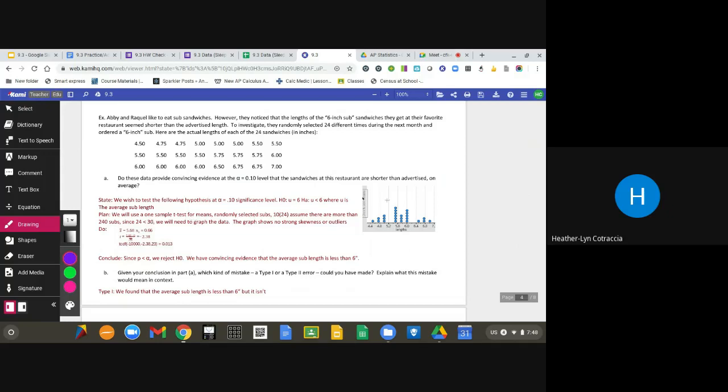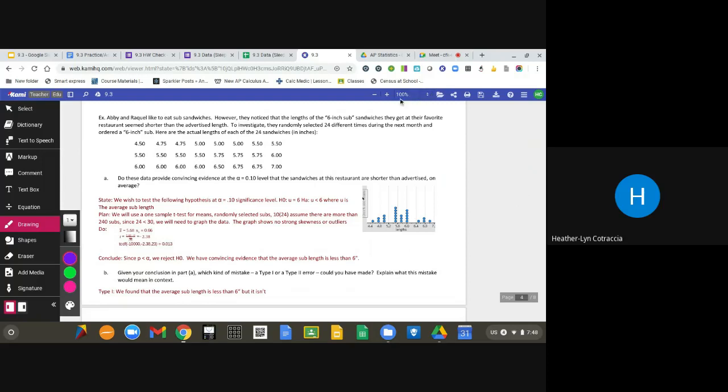So we need to graph this. I did this on an Inspire, but you could do it on really any calculator, or a dot plot if you just Google it. If you're in the classroom, I would recommend graphing this on the graphing calculator, and then taking a picture of it and putting it into the work to show that you did graph it. As you can see with this graph, no strong skewness and no outliers, so we are good to proceed.